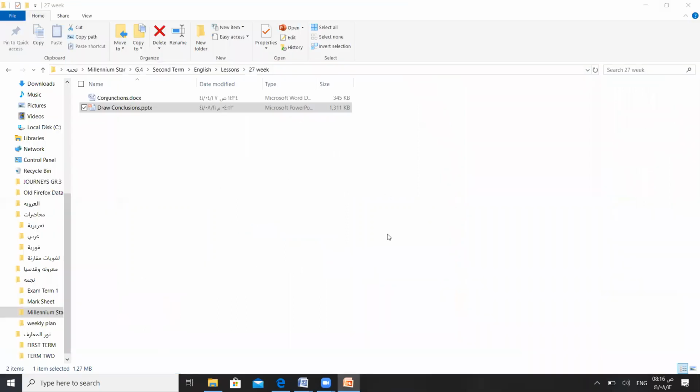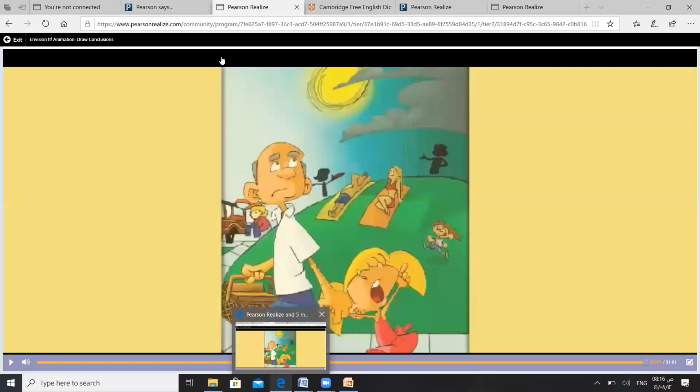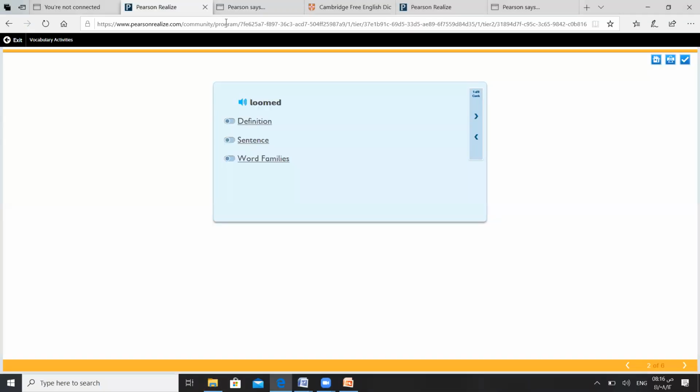Now we will start with the vocab for this week. For this week, we have 8 vocabs. The first vocab is loomed. Please repeat the word with me. Loomed. One more time. Loomed.